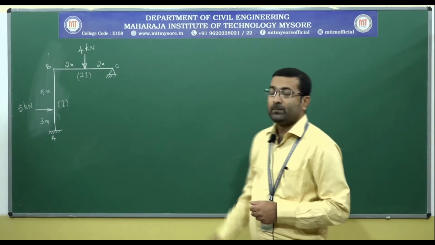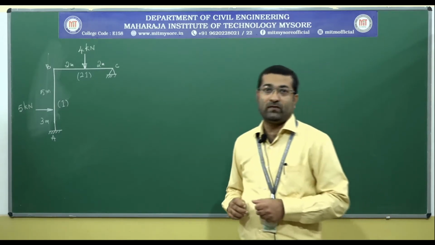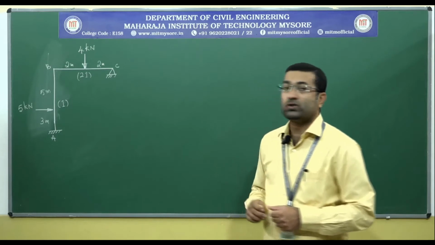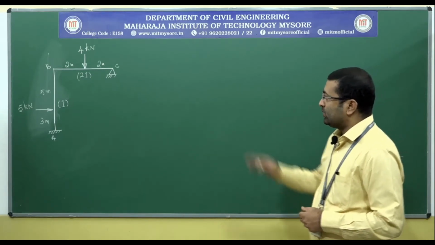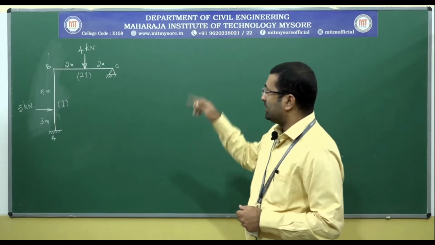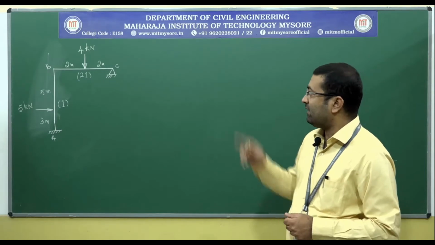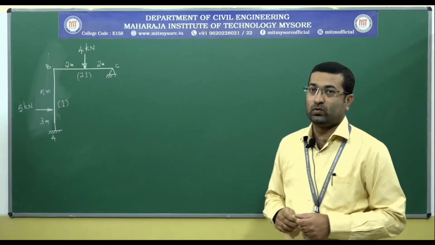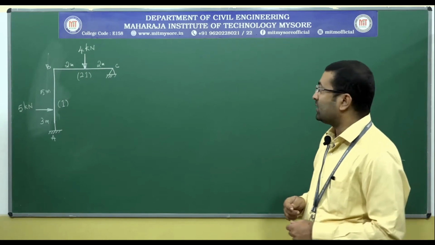So this frame we need to analyze using the slope deflection method, and we need to draw the shear force and bending moment diagram. If you observe one thing here, the I value for member AB is I, whereas for member BC it is 2I. That parameter we need to consider in the calculations.